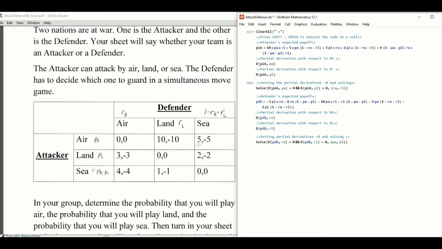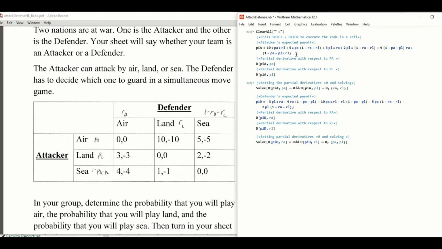We have a 5 times PA times 1 minus RA minus RL, so I put that over here, 5 PA times 1 minus RA minus RL. I keep doing the same thing for all the other terms. So here I get 3 times PL times RA, so 3 PL times RA, etc. So I got to do a bit of typing just to get the attacker's expected payoff in there, but once I got that, the rest is really straightforward.